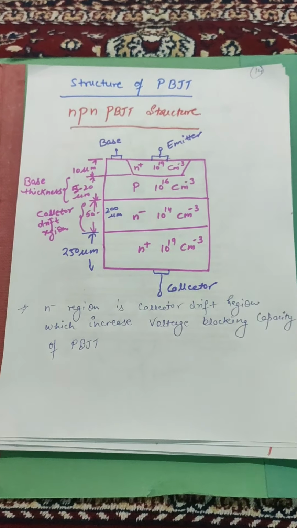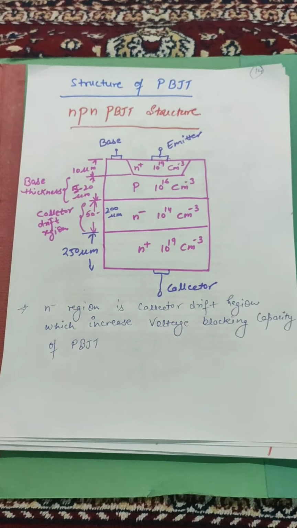So we see the structure of power BJT. This is the base thickness of P. P is the base, and the N positive regions are the emitter and collector. So this is the vertical structure of power BJT. You can copy that.